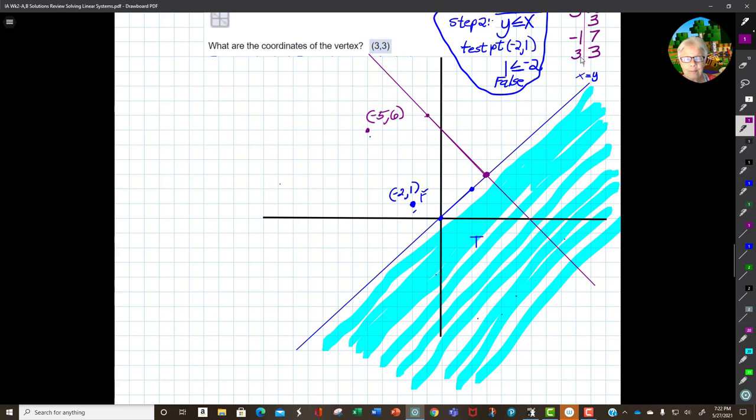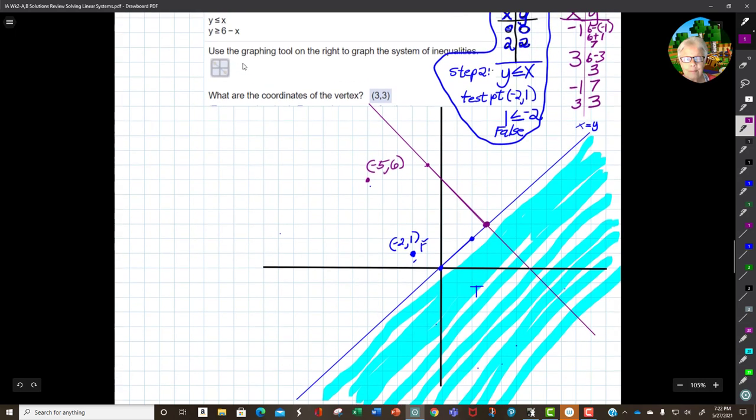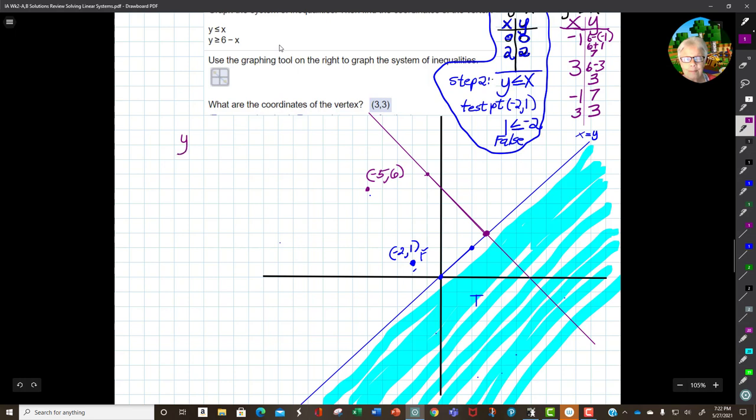Okay. Now, I am going to write it in. Y is greater than or equal to 6 minus X. So I take the 6 and I put it in for Y. I take the negative 5 and I put it in for X. That's going to be 6 plus 5, which is 11. So we're saying the untruthful thing. 6 is greater than or equal to 11, which means this point gives us a false.